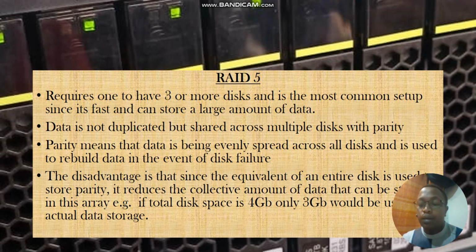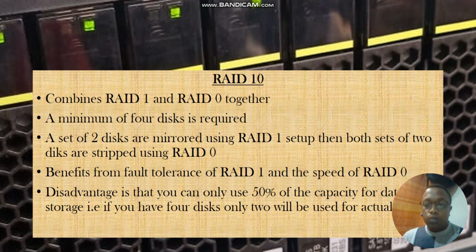Now let's get into RAID 10. And RAID 10 combines RAID 1 and RAID 0. A minimum of 4 disks is required, and a set of 2 disks are mirrored using RAID 1. Then both sets of 2 disks are striped using RAID 0. So let me explain this.